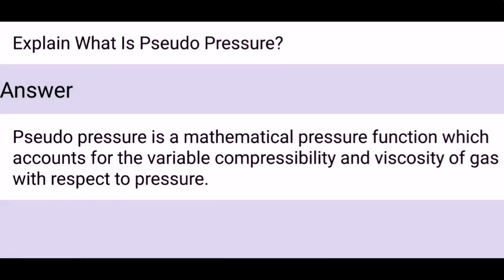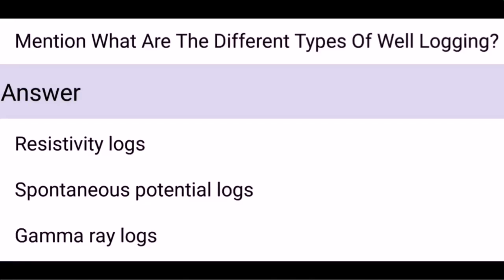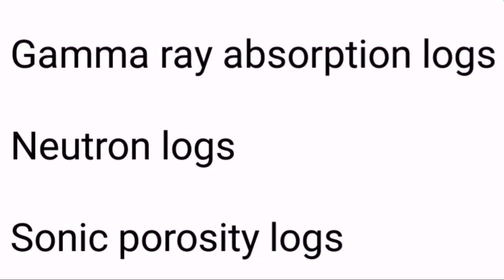Explain what is pseudopressure. Pseudopressure is a mathematical pressure function which accounts for variable compressibility and viscosity of gas with respect to pressure. Mention what are the different types of well logging. Resistivity logs, spontaneous potential logs, gamma ray logs, gamma ray absorption logs, neutron logs, sonic porosity logs.